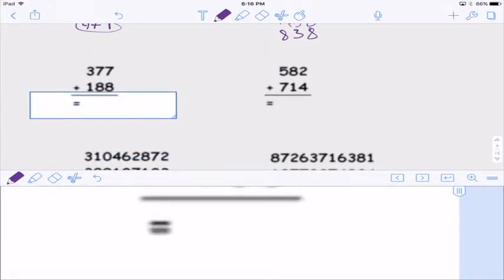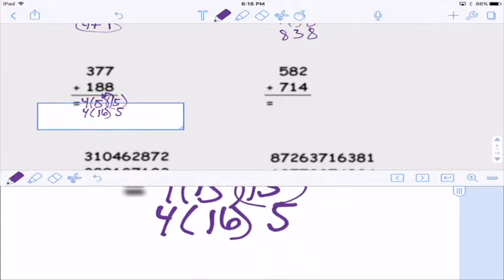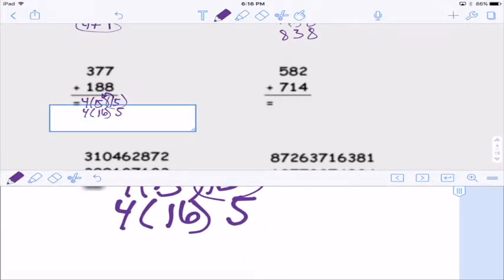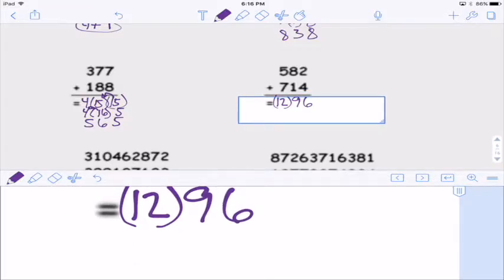Okay, we could do these very quickly. So 4, 15, and 15. So we know that one of these tens is going to move over. So we got a 5. So we got 4, 16 tens, and 5. But one of those needs to move over as well. So 565. Then we have the same thing. Just going to add 5 plus 7 is 12. 9 and 6. Well, this one is pretty easy. 1,296.